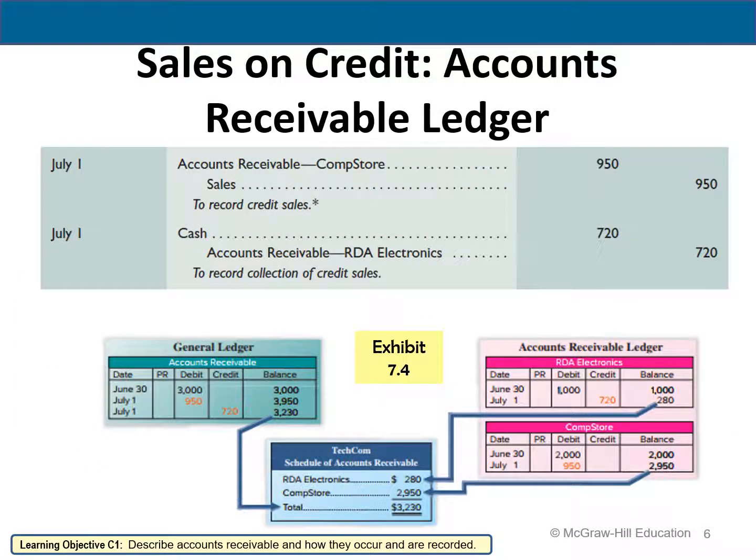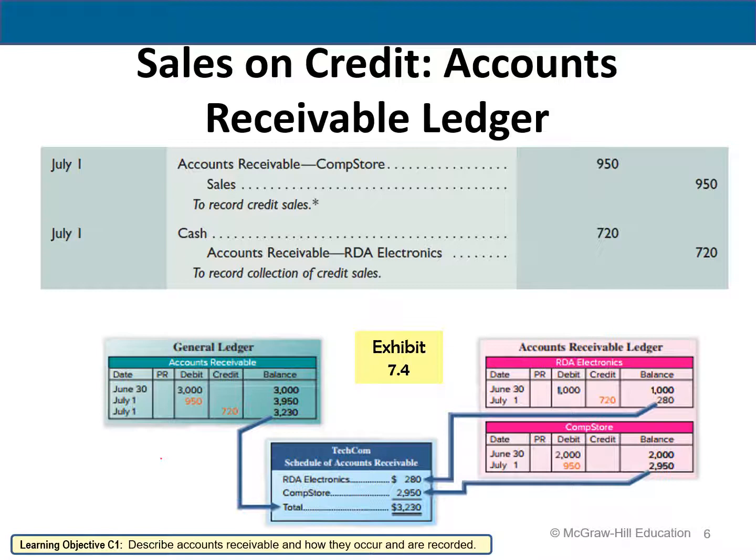All right, sales on credit, accounts receivable ledger. So what they are trying to show you here, I believe, is just, let me find my pointer. Oh, good grief. Please hold.